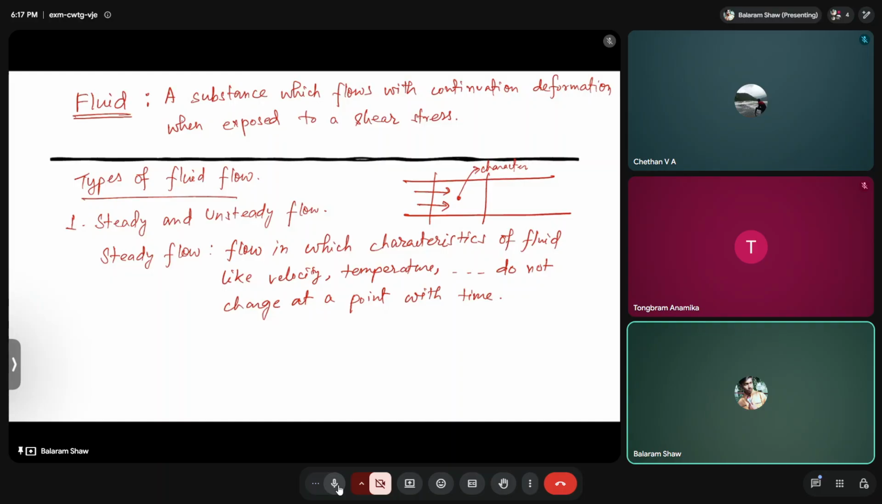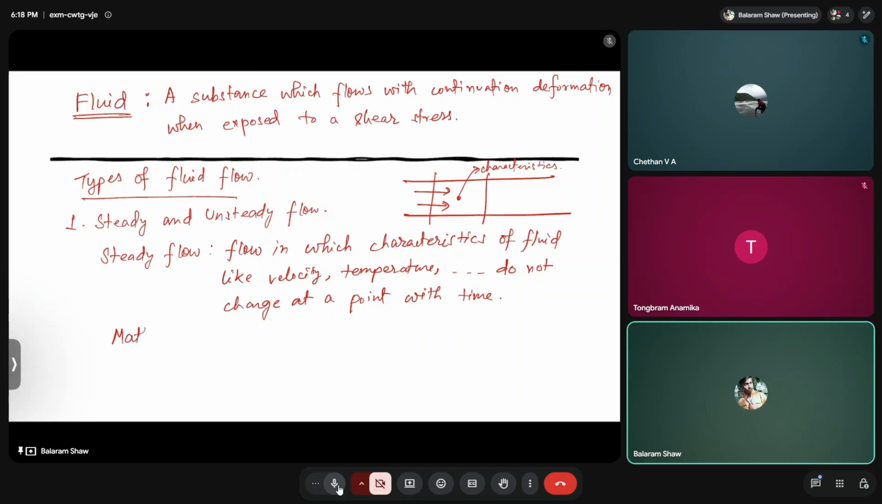Okay, so mathematically, how will we write this? If we are talking about velocity, then change of velocity with respect to time will be 0, right? For any given point. Let's say we are considering x naught, y naught, and z naught as a fixed point in the fluid. Then mathematically we can write del v del t as 0, because change in velocity with respect to time at any given point is 0. Similarly, other characteristics also we can write.